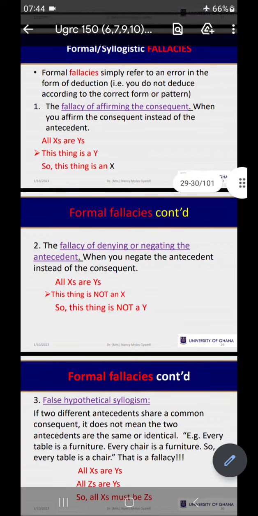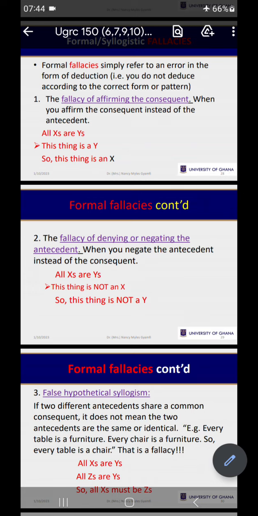Amma is a Ghanaian. Remember the universal affirmation. So that is the same thing. So Amma is a Ghanaian, therefore Amma is hospitable. That is it. This is what a modus ponens is. But here, if you go and affirm the consequent, it becomes a fallacy of affirming the consequent.